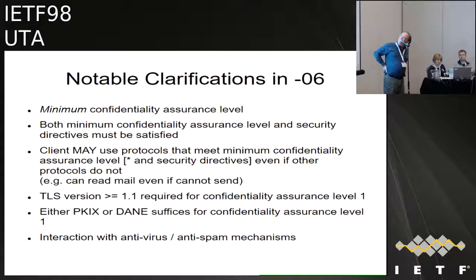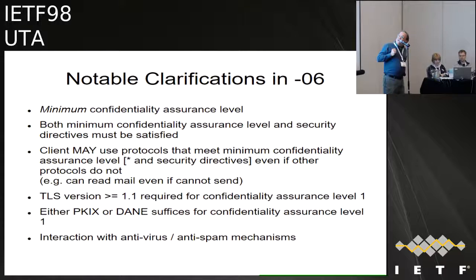There are a lot of clarifications in 06. The term confidentiality assurance level was kind of ambiguous, so I added yet another word to it: when the user sets this expectation, it's called the minimum confidentiality assurance level. When you're looking at a given session, that can have a confidentiality assurance level which is higher than the minimum, so that's why there's a distinction there. I made it clear that those two criteria, the minimum confidentiality assurance level and the security directives, must both be satisfied in order to continue with the connection.